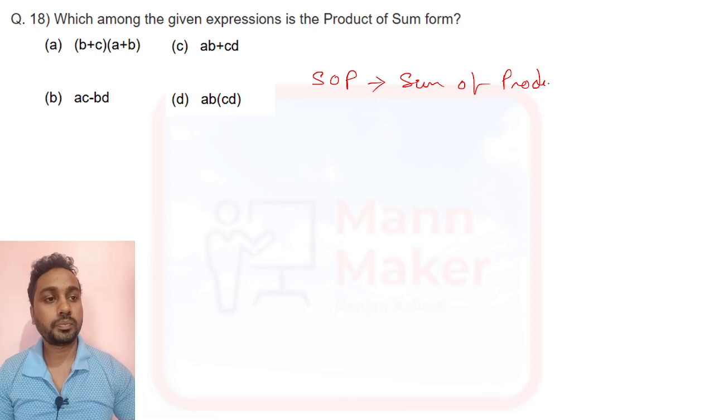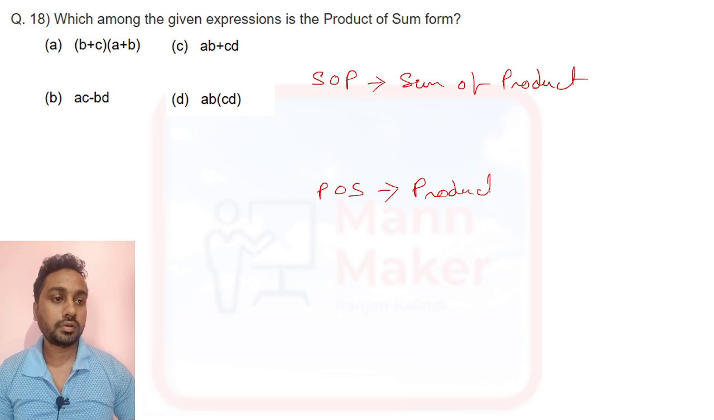Sum of product, SOP, and POS, which is product of sum. Sum of product means we have some products and their sum is called sum of product. That is, if you see AB and CD, we have two products and their sum will be called sum of product.